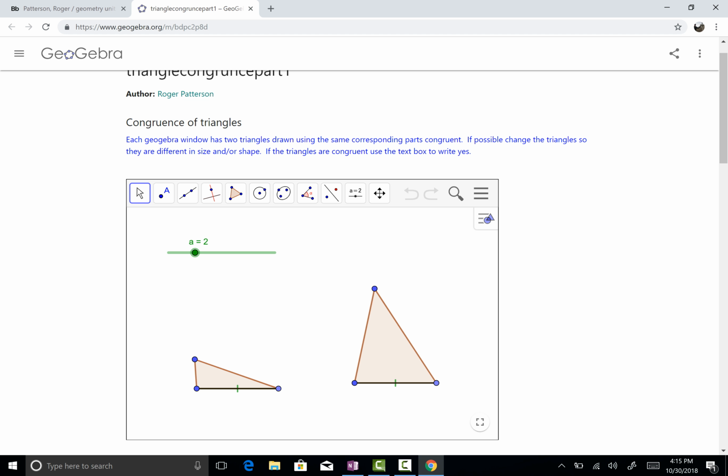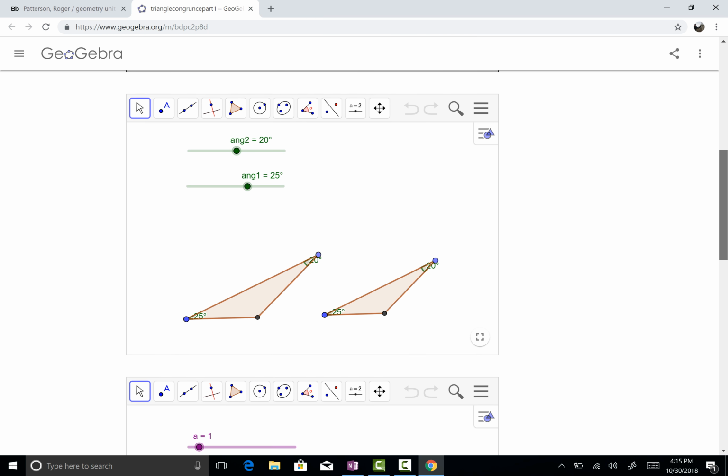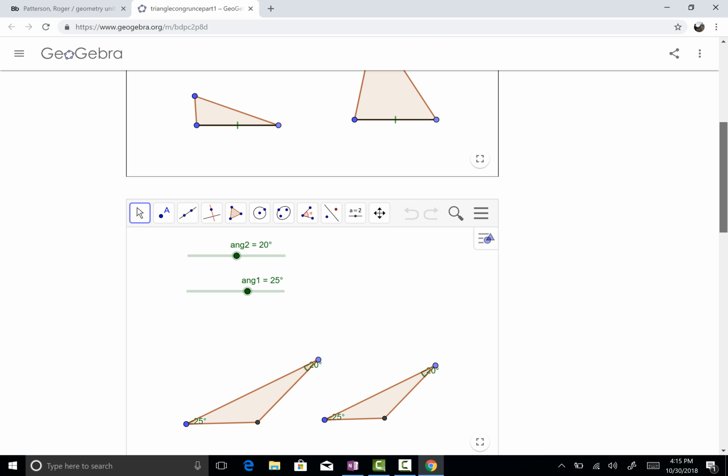All right. Then you would move down to the next one. Oops, and check that out. Now this one has 2 angles. All right. So we have an angle here and an angle here. All right.